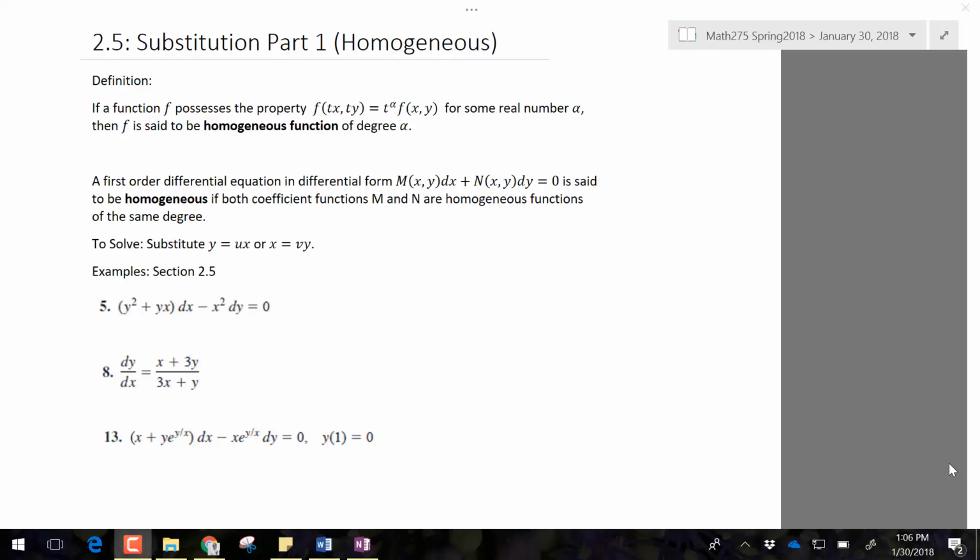Let's start with the first one. The first one is called the homogeneous differential equation. Not a homogeneous differential equation. I need to keep correcting that. It's a differential equation that contains homogeneous functions.